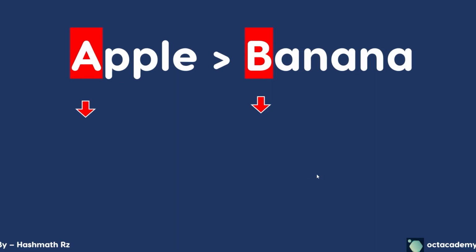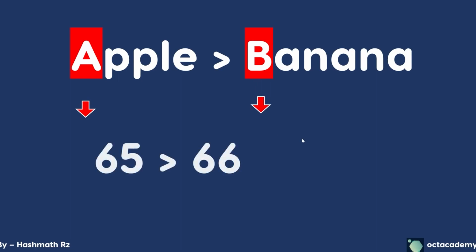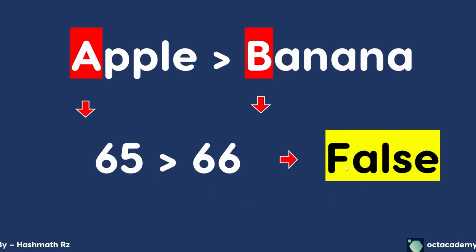So guys, as an example, it will compare the Unicode value of A from the Apple string value with the Unicode value of capital B from the Banana string value. So the capital A Unicode is 65 and the capital B Unicode value is 66. So we are performing the greater than comparison. So this will return false because 65 is not greater than 66, right?